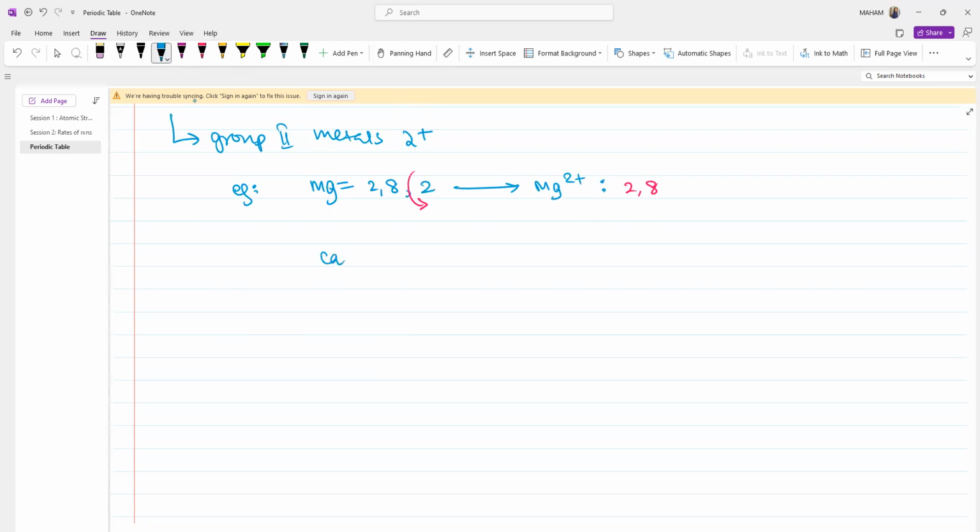Just like that, if I have calcium, for example, my electronic configuration as an atom is 2, 8, 8, 2. What is it going to be as a cation? Right, it's going to be 2, 8, and 8. Basically, these 2 electrons are going to leave.